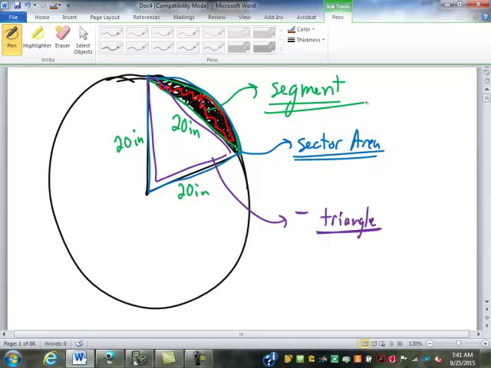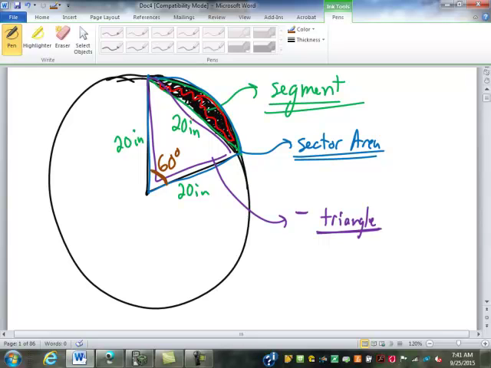Now, as we're looking at the sector area, we have one little issue. What are we missing? We're missing the degrees here, but we're not. 60? Why would you say 60? No, you're not wrong. I'm just asking why. Yeah, it's an equilateral triangle, so since all the sides are equal, every angle is 60 degrees.